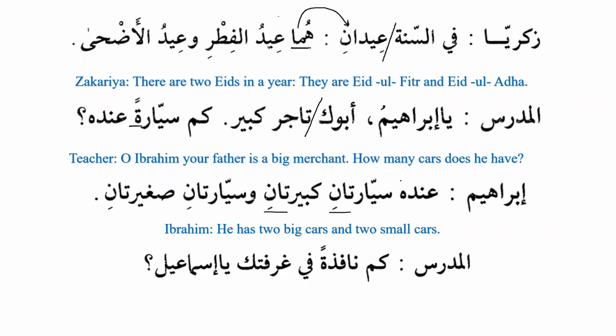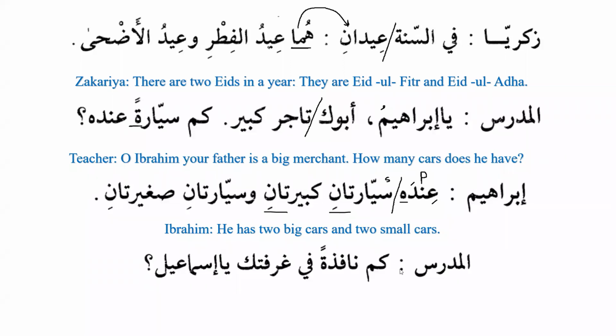Now we know that indahu is dharf plus mudaf ilayh. Inda, as we know, is dharf, and the attached pronoun hu is mudaf ilayh. So I have told you already that jar majroor and dharf and mudaf ilayh, they cannot be subject. They will always be predicate. So indahu is predicate, and sayyaratani is the subject. Sayyaratani kabiratani wa sayyaratani saghiratani.